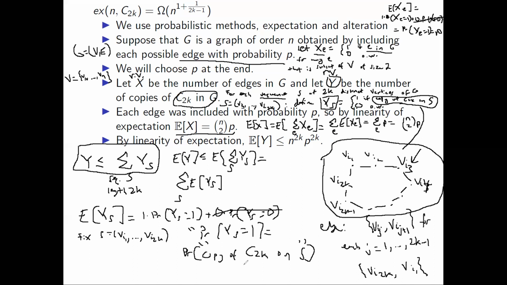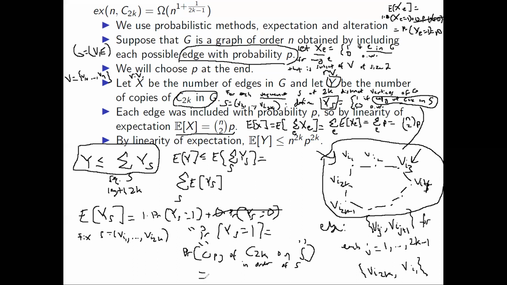But we've already explained it with this picture, which copy we're talking about. So we want a copy where v_{i1} has an edge to v_{i2}, v_{i2} has an edge to v_{i3}, and so on, all the way up to v_{i(2k-1)} has an edge to v_{i2k}, and then v_{i2k} has an edge back to v_{i1}. So we want all those edges. Those are the only edges that we care about. All the other edges can be anything. They can be an edge or a non-edge, and that's fine. But these 2k edges all have to be edges. So in our experiment, all of them had to have been included.